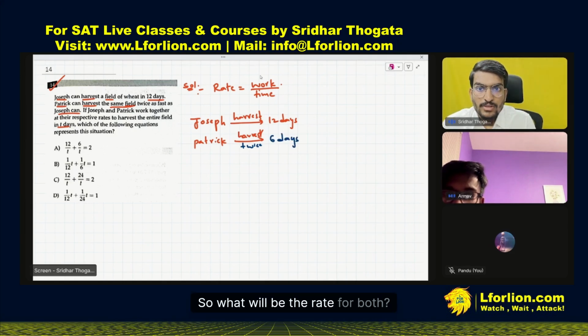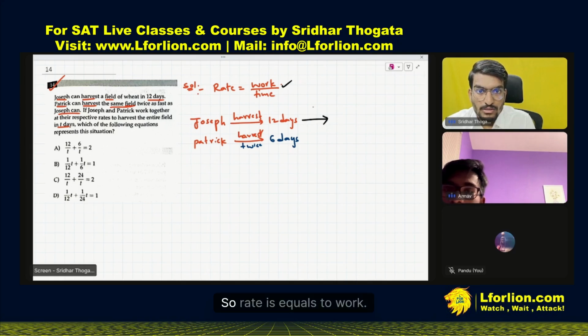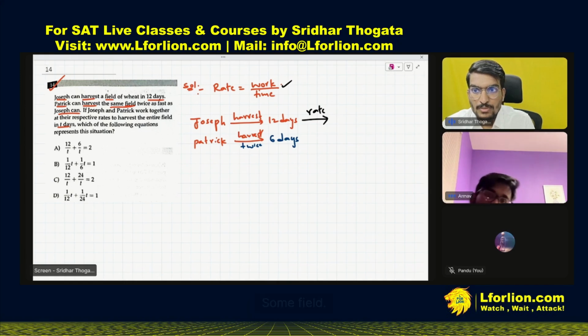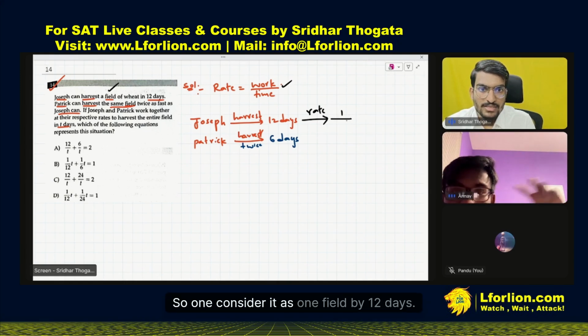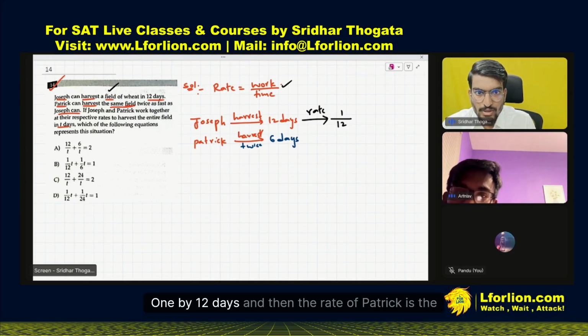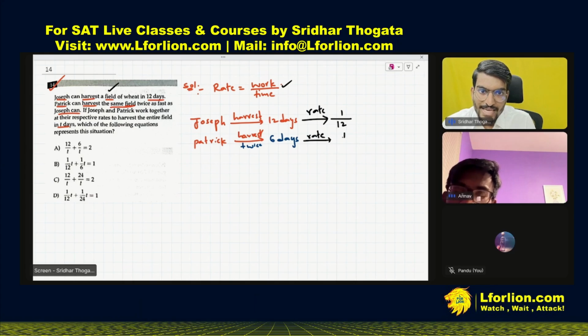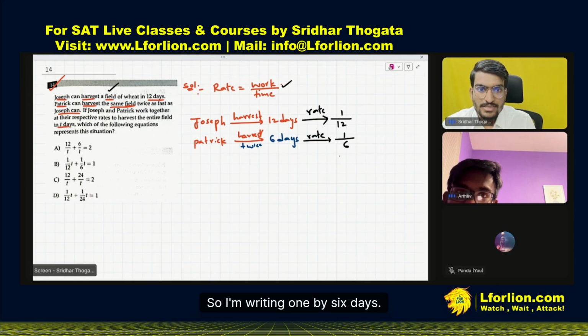So what will be the rate for both now? Joseph can do work. Rate equals work per time. What work? Some field. We don't know what field it is. They just said field. So consider it as one field by 12 days. 1 by 12 days. And then the rate of Patrick is the same field, so I'm writing 1 by 6 days.